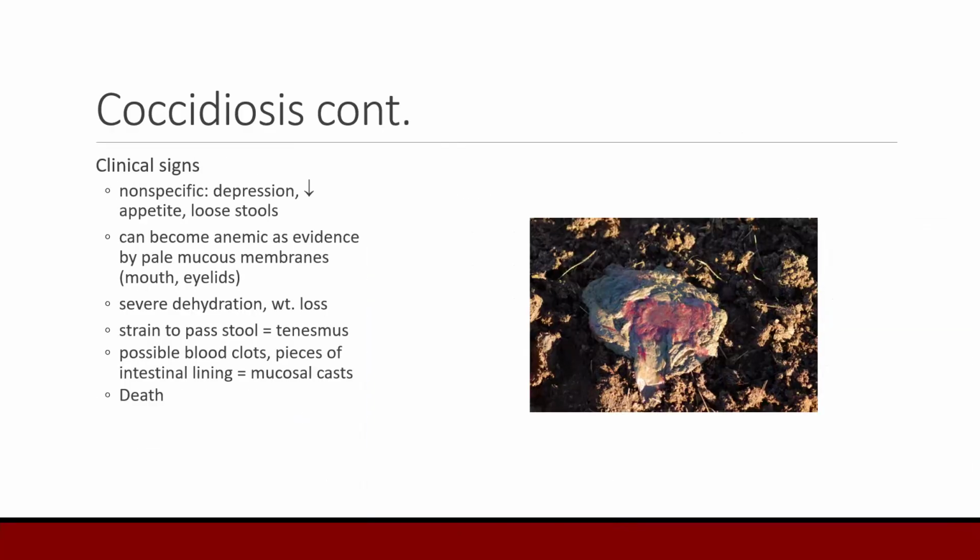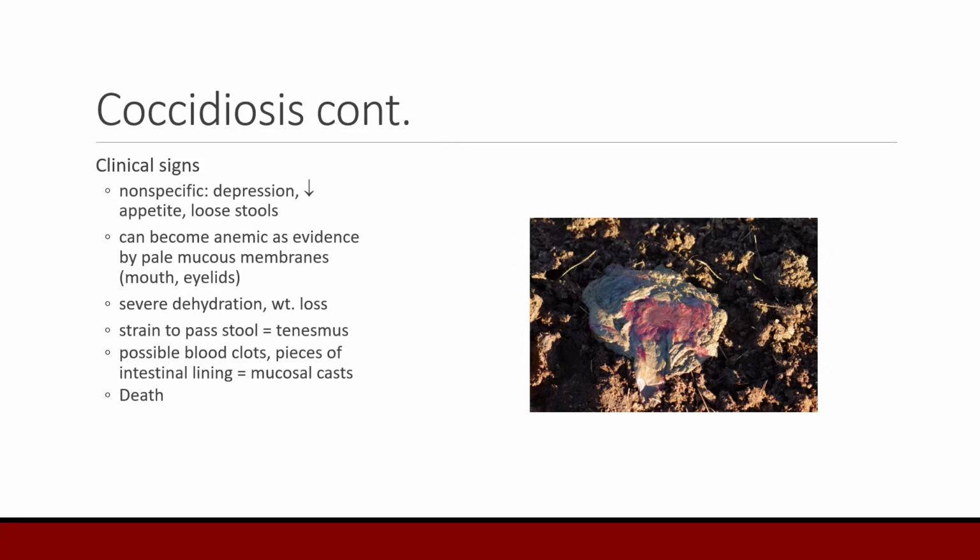Clinical signs, so kind of non-specific depression, so decreased appetite and loose stools. Probably the number one way you identify an animal that has coccidiosis would be by bloody stools. Okay. Since they are losing blood, they can become anemic, right? So every time they poop, they lose blood and become anemic.